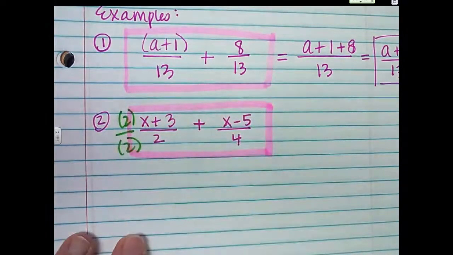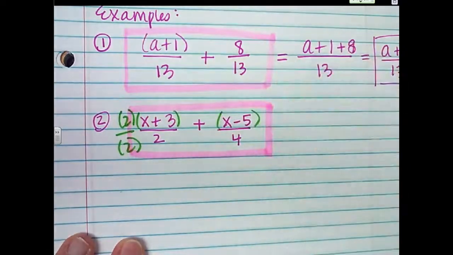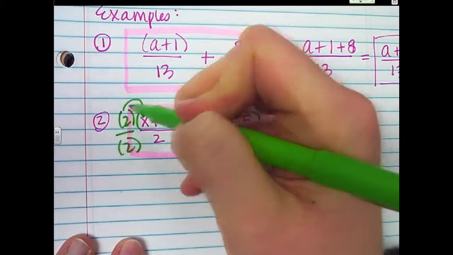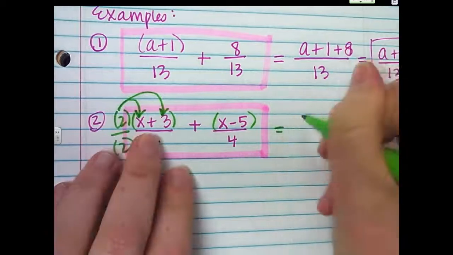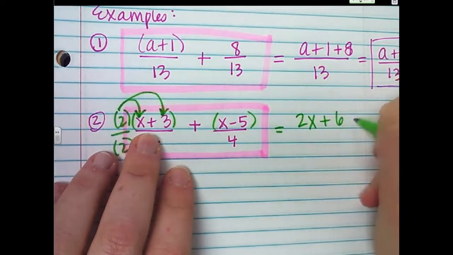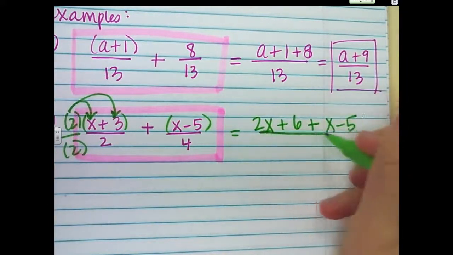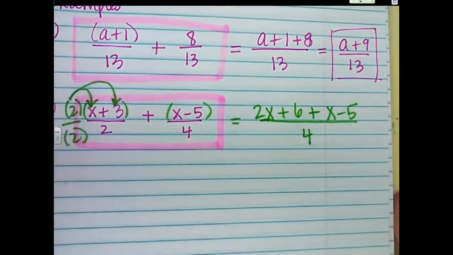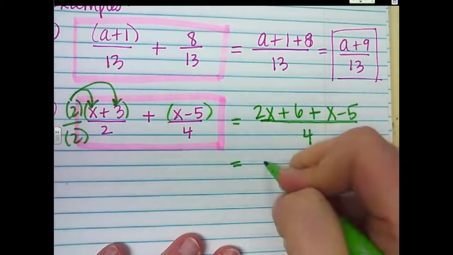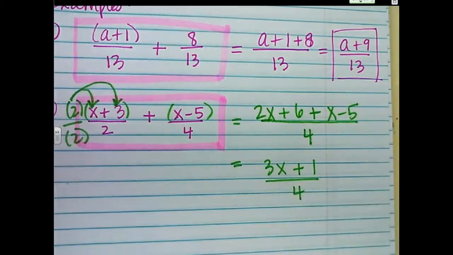Make sure that you distribute. So really, I probably should put these in parentheses. Make sure you distribute the 2 to both, because that's just a silly mistake that some people make. So I have 2x plus 6 plus x minus 5 all over 4. Is there a restriction? No. So we'll simplify. So 3x plus 1 over 4. Can I reduce anything? No.